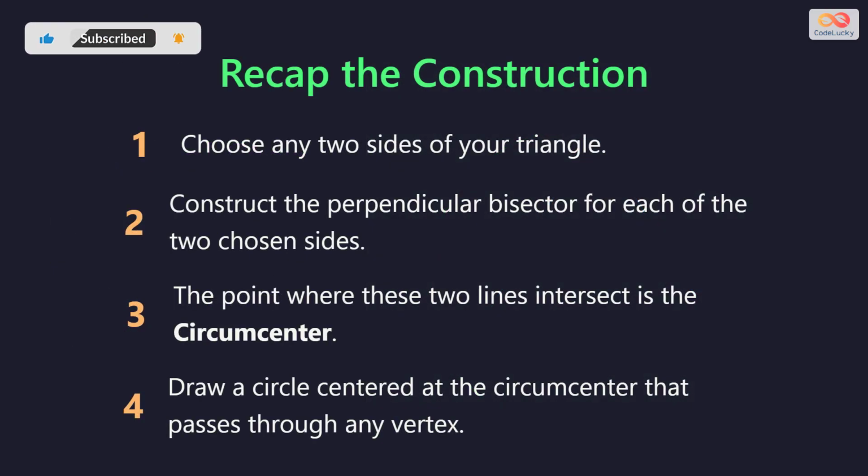Let's quickly review the process. 1. Pick any two sides. 2. Construct their perpendicular bisectors. 3. Find the intersection point, which is the circumcenter. And 4. Draw your circle using the circumcenter and the distance to any vertex as the radius.